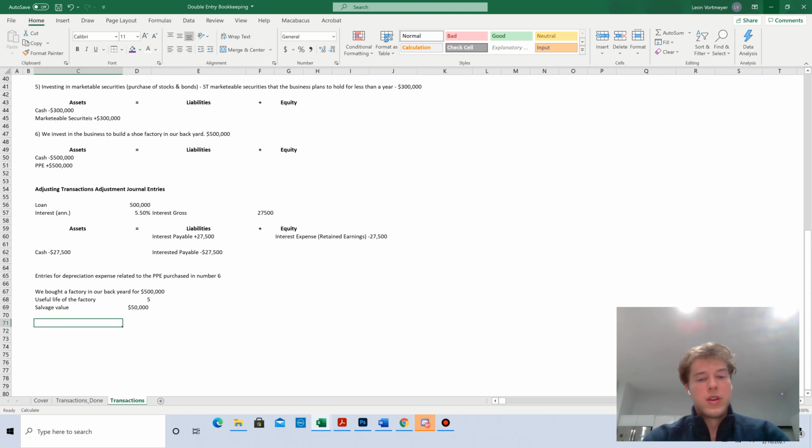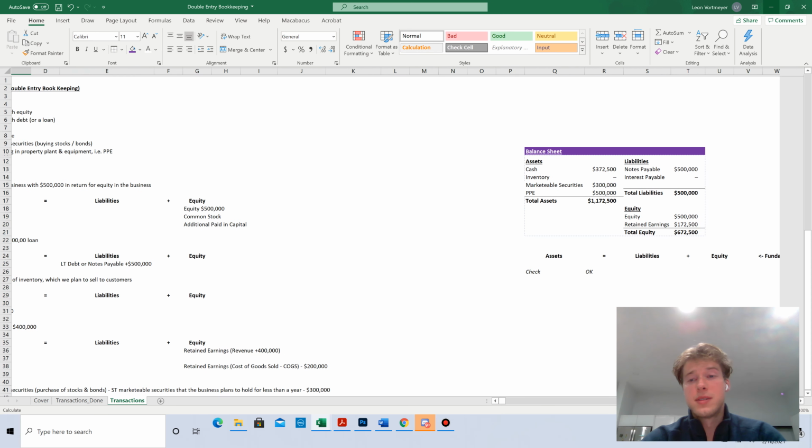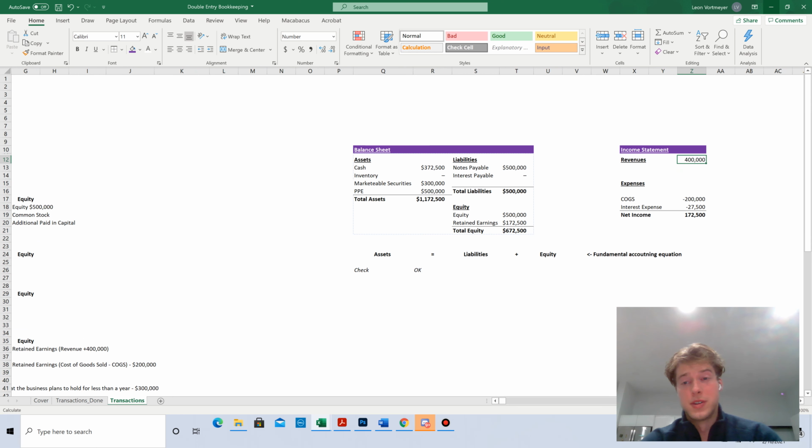So we use that factory, and so by using that factory in this next year, there's actually an expense that needs to be booked on the income statement because the factory helped us make these $400,000 in revenues. So anything that helped us make these $400,000 in revenues needs to be booked as an expense so that we get a proper visualization of what the earnings of the company was.